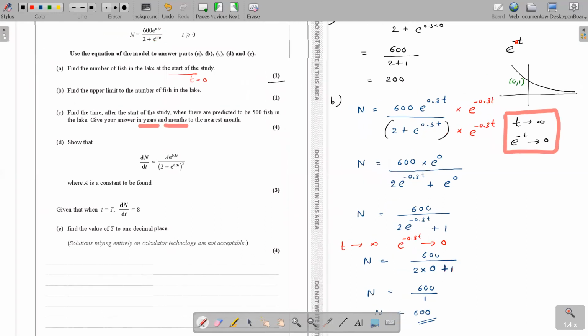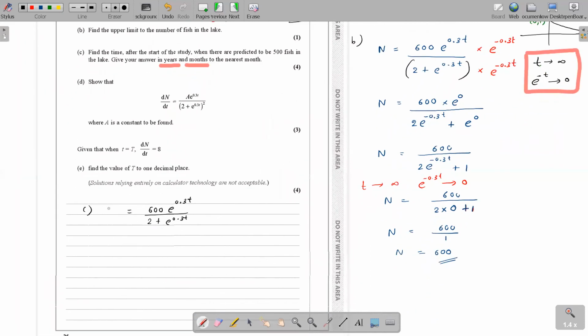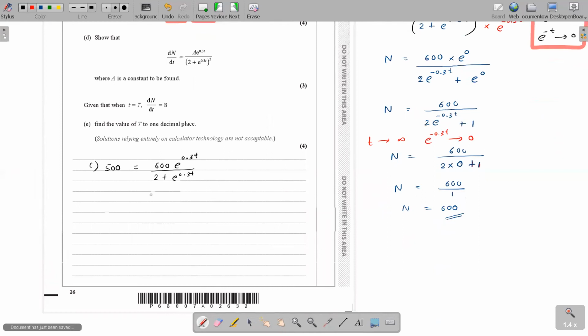Part C. So N equals 600 e to the power 0.3t over 2 plus e to the power 0.3t. So I will replace the N with 500. I need to find the time when N becomes 500. To make things easier, some of you might find it very easy to do it with the e to the power 0.3t, but I know many of you may have trouble with that. So if you can directly do the entire sum, what I'm going to do next with e to the power 0.3t, please go ahead. There's no problem. Otherwise, if you find it difficult, you could let e to the power 0.3t be x. You can do something like that. Or else you can directly go the way that I'm doing.